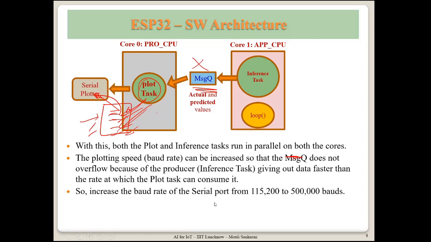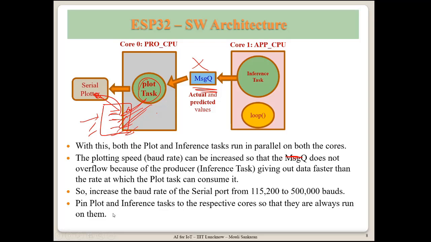So increase the baud rate to the maximum that is possible. What I did, I increased it to 1 lakh also, or sorry, 10 lakh. But still it was not working at all. You can try to do it. Reduce it, increase it, all that you can do. Whatever I did, you can also do. So pin the plot and the inference task on respective cores, and everything will be smooth.